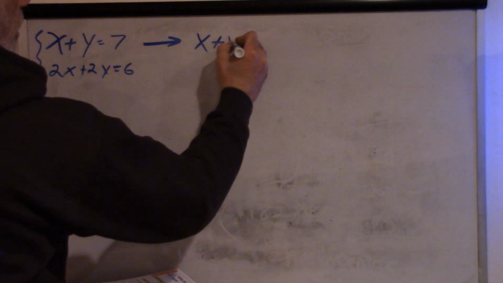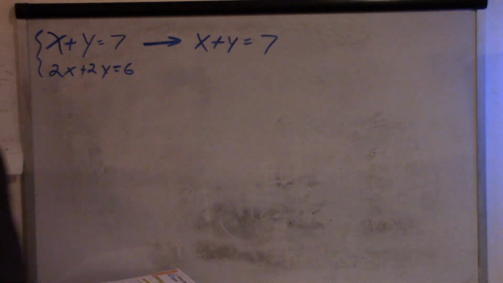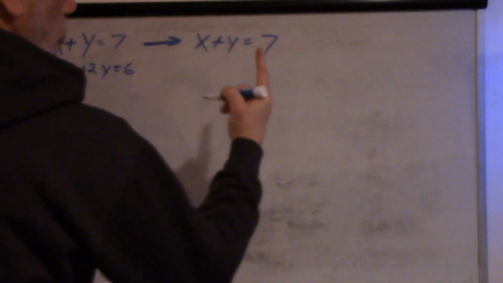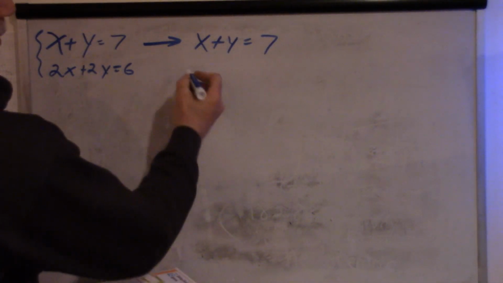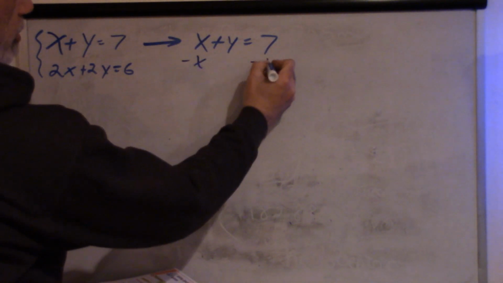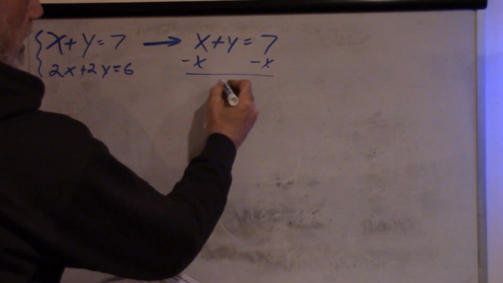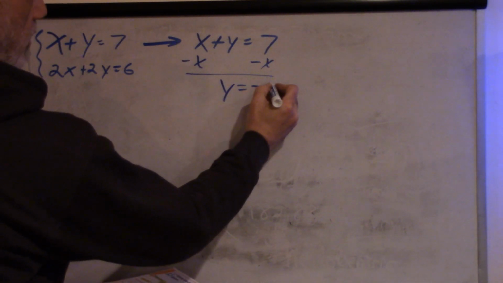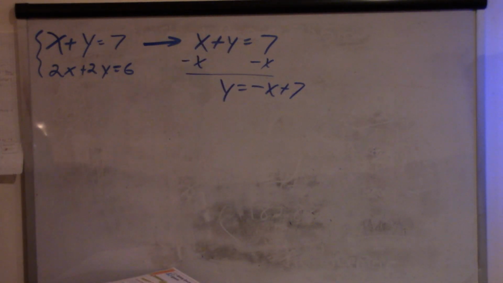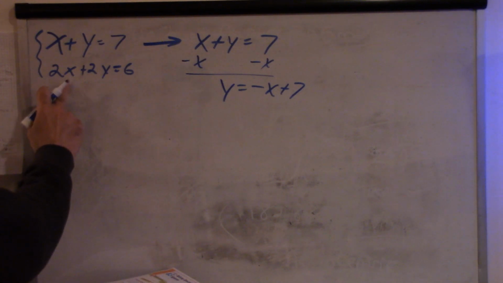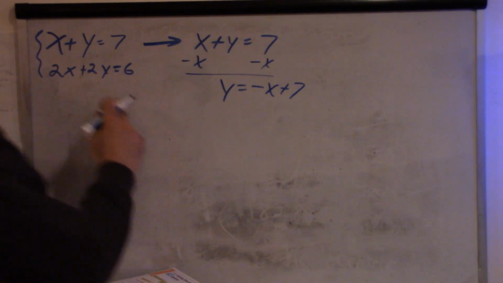X plus y equals 7. To make it slope-intercept, I want it to be y equals mx plus b, so we're going to move the x over. I'll subtract the x term from both sides. What's left is y equals negative x plus 7. That can be graphed. Next one is 2x plus 2y equals 6.